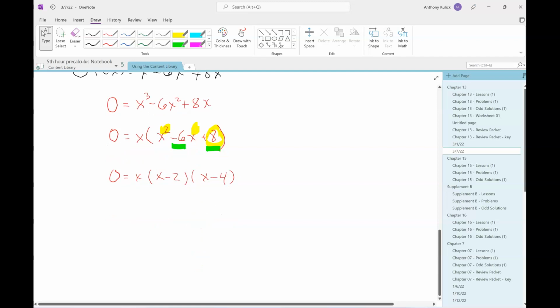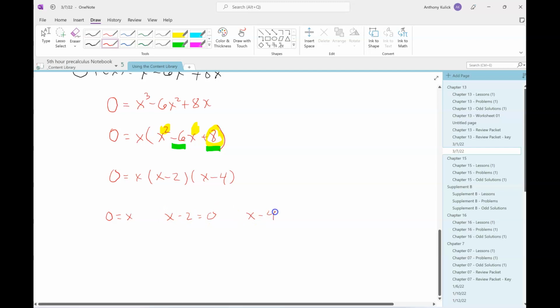And now, since each of these factors are linear, they all have degree 1. I have x to the firsts in each factor. I know I'm done with my factoring. So I can apply the zero product property and just set each one of the factors equal to 0.